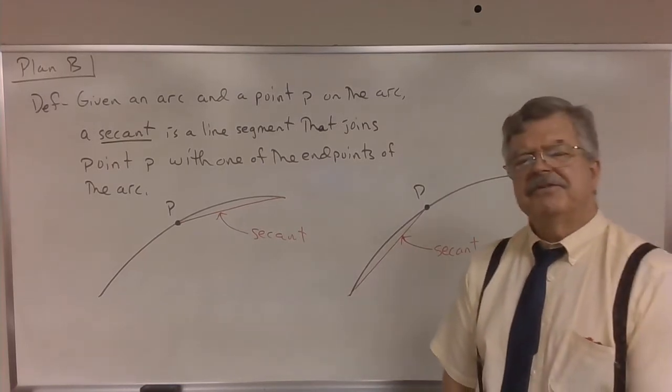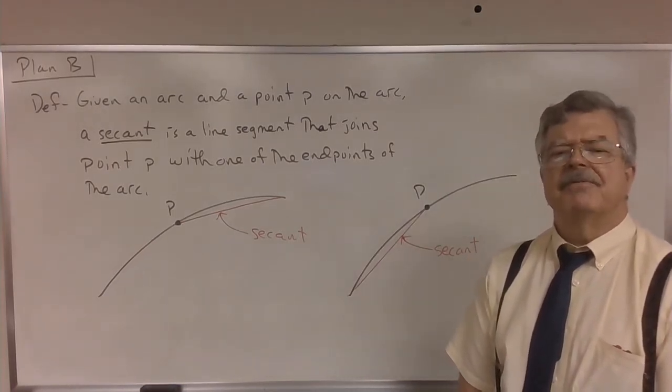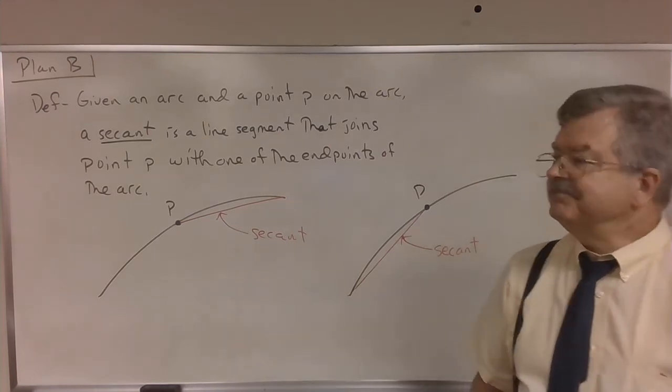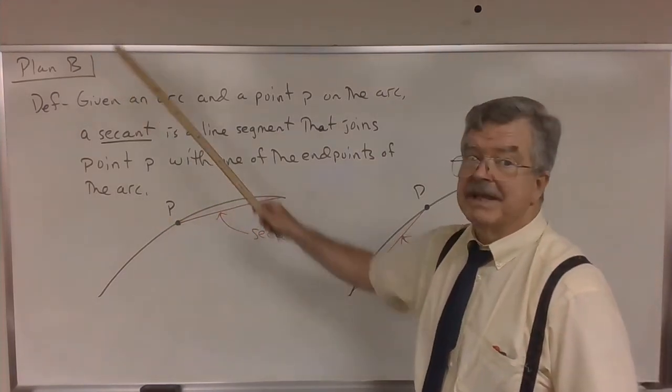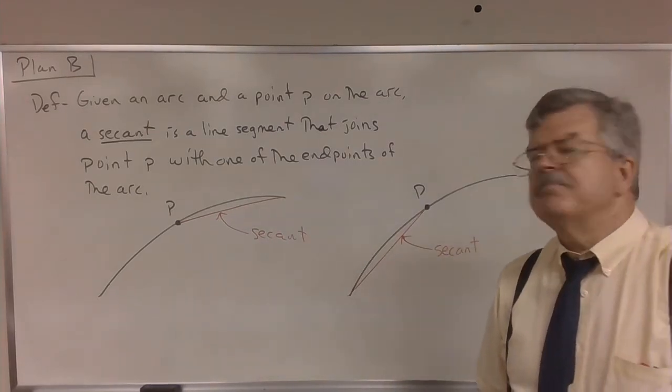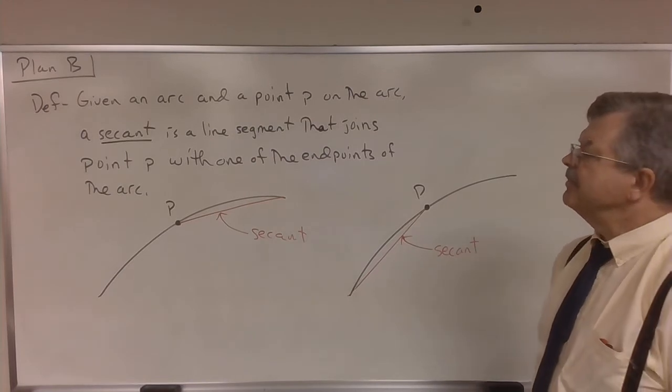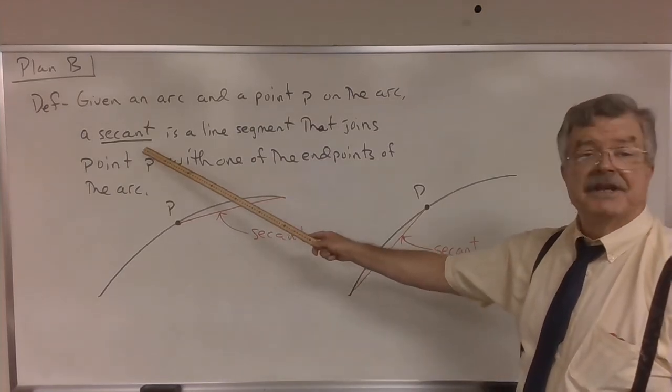Well, our first attempt at computing the slope of the tangent line to a graph didn't work, so we go to plan B. And in order to put plan B in action, we have to define something. We have to define secant.